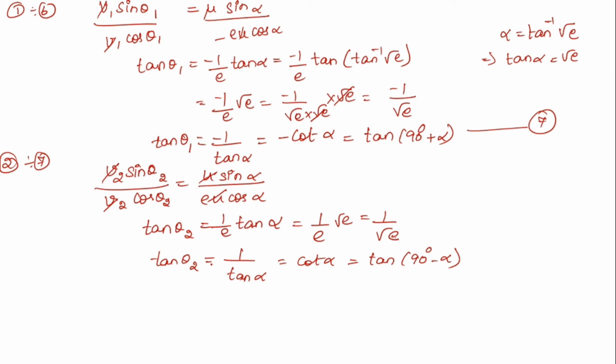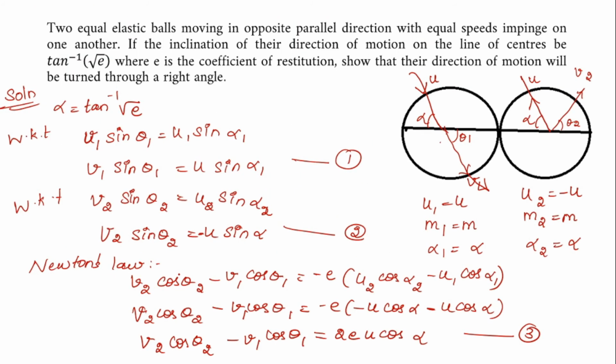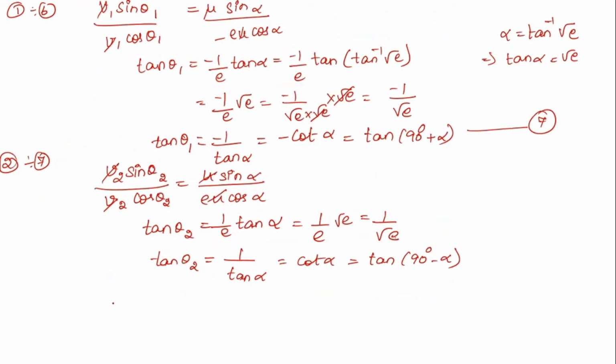So tan theta 2 is in terms of tan of 90 degree minus alpha. So from this we derive that theta 1 and theta 2 have a perpendicular relationship with alpha, that is 90 degree plus alpha. So in the question they ask to prove that the direction of motion will be turned through right angles. So we proved that the direction of motion turned through right angles.